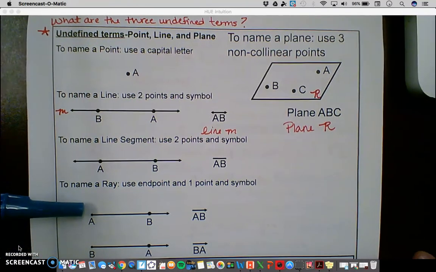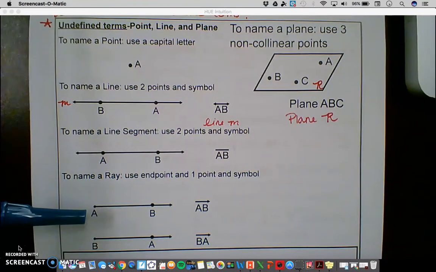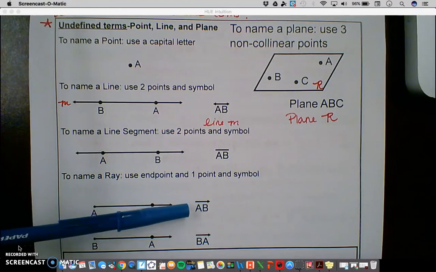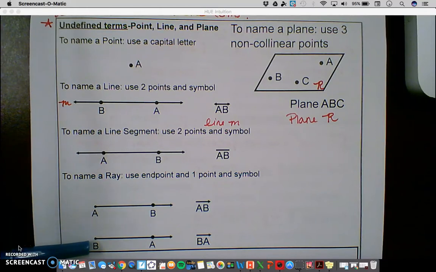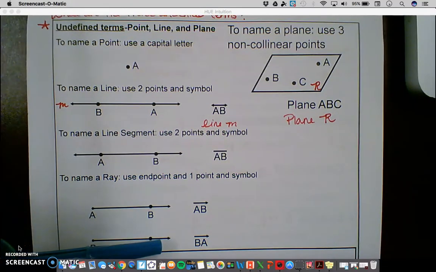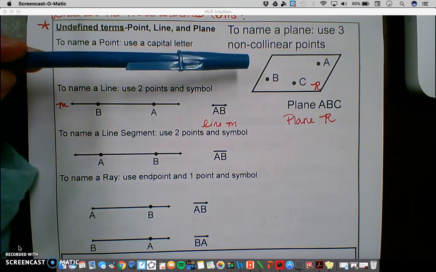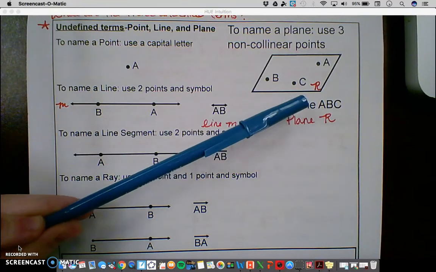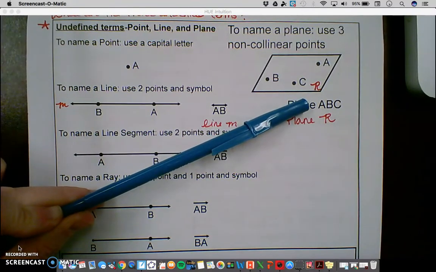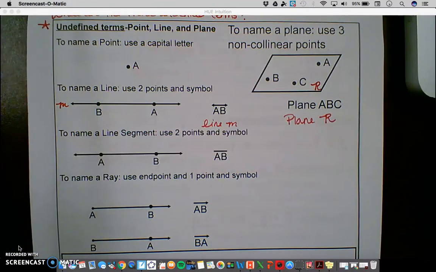On the ray down here, we have two rays, ray A, B. Remember, we always name a ray starting with the endpoint and going in the direction of the other point. So this is ray BA because we're starting at B going towards A. To name a plane, we use three non-collinear points, or that uppercase cursive letter. I added that uppercase R so that we could name this plane R as well.